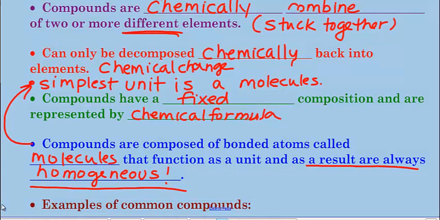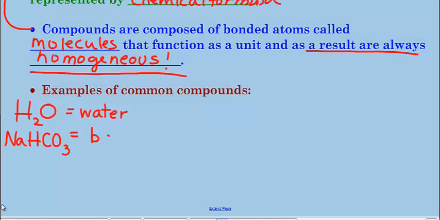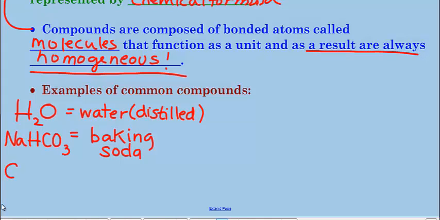Let me give you some common examples of compounds that you have to know. Obviously, H2O is water. We have baking soda, which is NaHCO3. Again, remember when we say water, we're assuming distilled water. That is the pure compound. Rainwater, tap water, those are not pure. Those are all mixtures. You have this substance, C6H12O6, that's sugar.